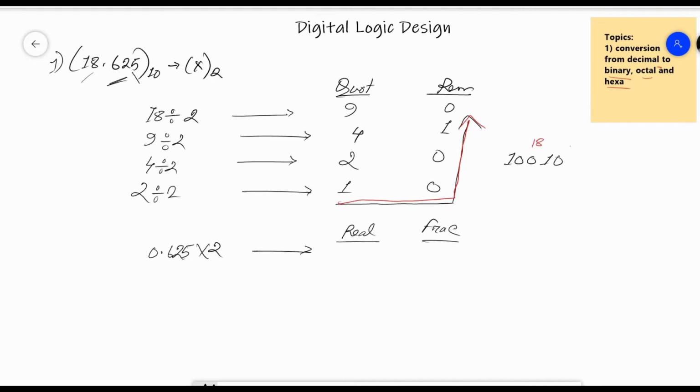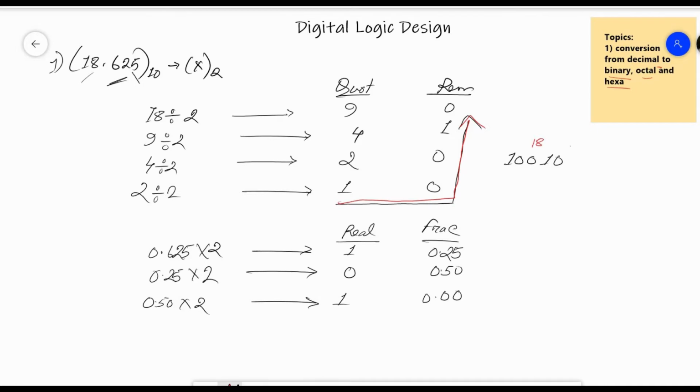So if we multiply 0.625 with 2, we get 1.25. So we write it here. And again, we take the fraction part and multiply it with the base. So 0.25 into 2, we get 0 and the fraction part 0.50. And we again take the fraction part 0.50 and multiply it by 2, and we get here 1 and 0.00 as the fraction part. So we end up here when we don't have any more fraction part.